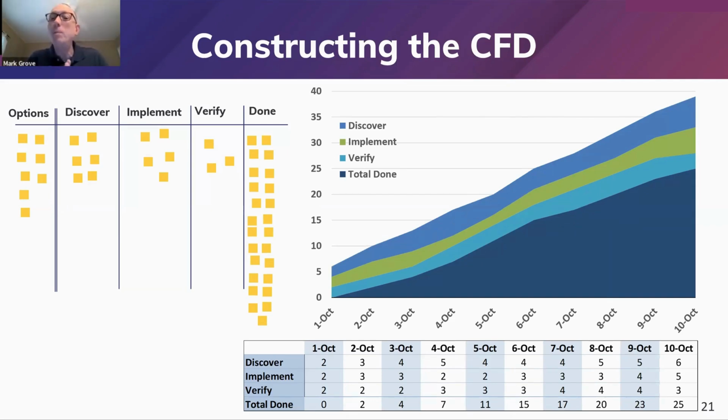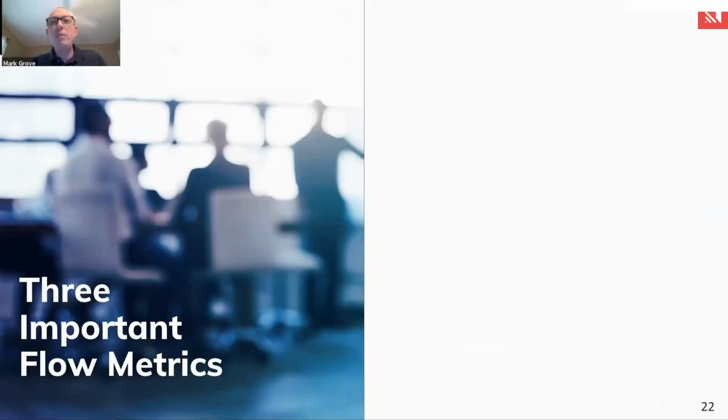Okay. All right, well, let's move on to talk a little bit more about what's going on behind the scenes. There are three important flow metrics. I've hinted at this several times. Does anyone want to take a guess what these three are?